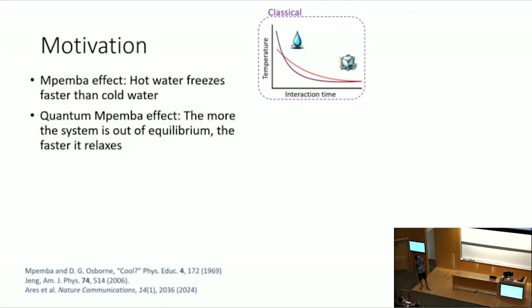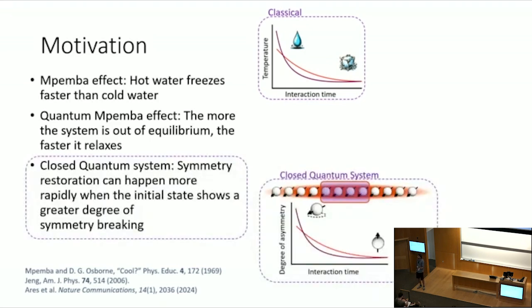And here it states that the more the system is out of equilibrium in the beginning, the faster it relaxes. And specific for our system, a spin one half trapped ion quantum simulator, the symmetry restoration can happen more rapidly when an initial state shows a greater degree of symmetry breaking in the beginning. And what I'm looking at here is a subset of our full many-body state, and during a quench, we can observe that the symmetrization of the subset can happen faster.